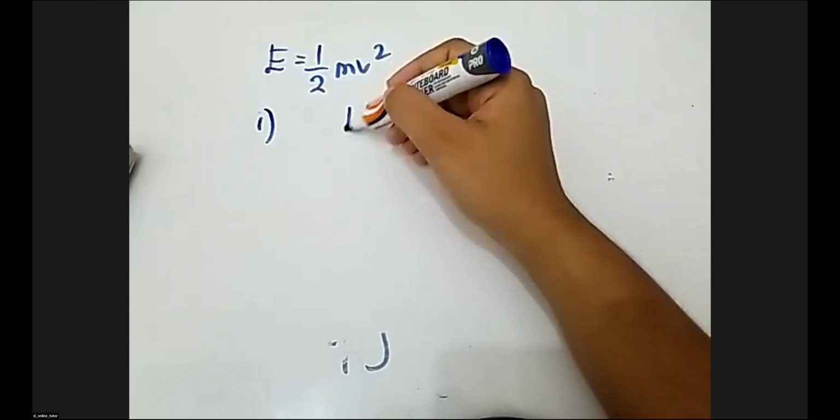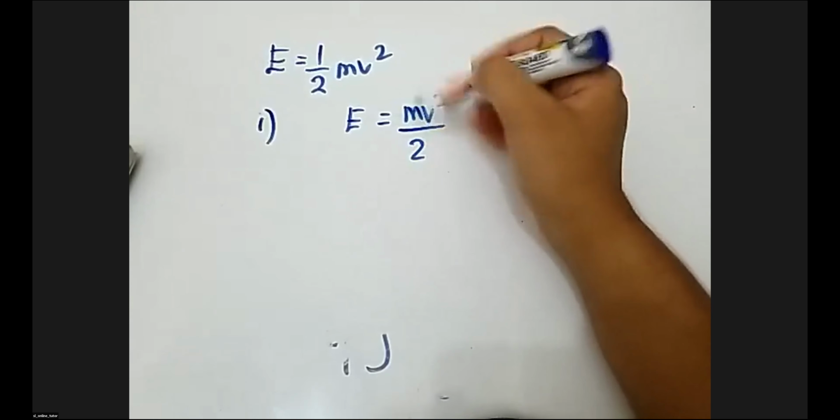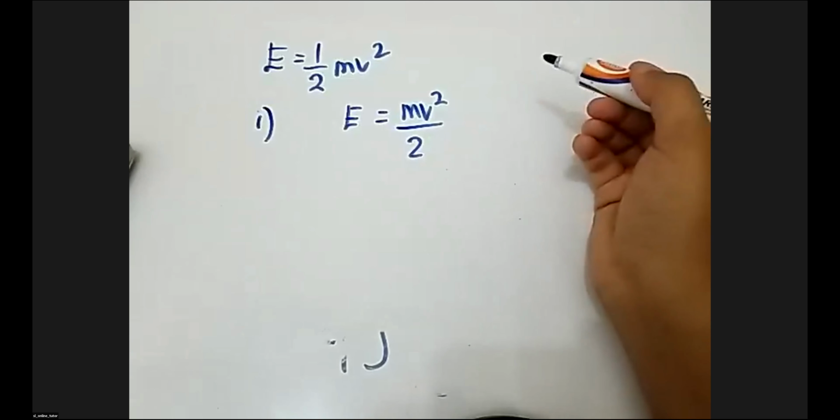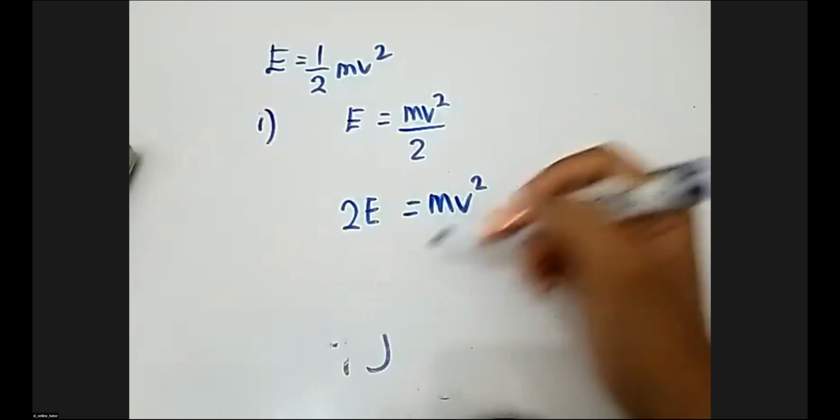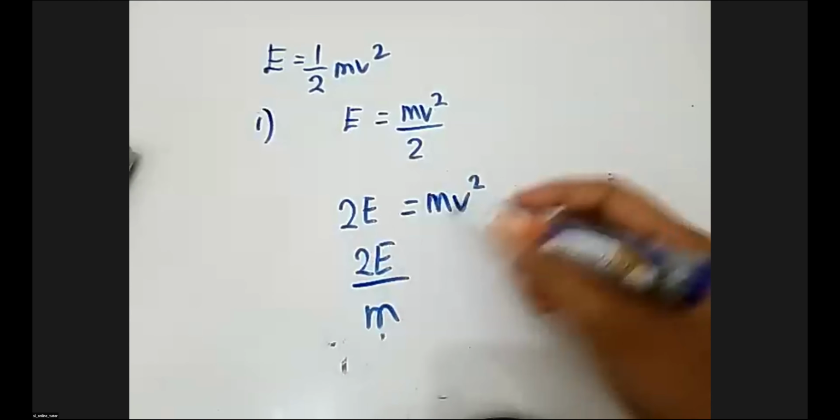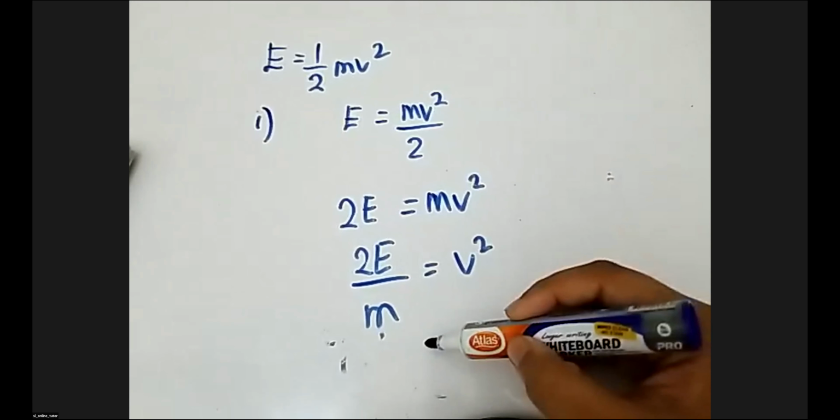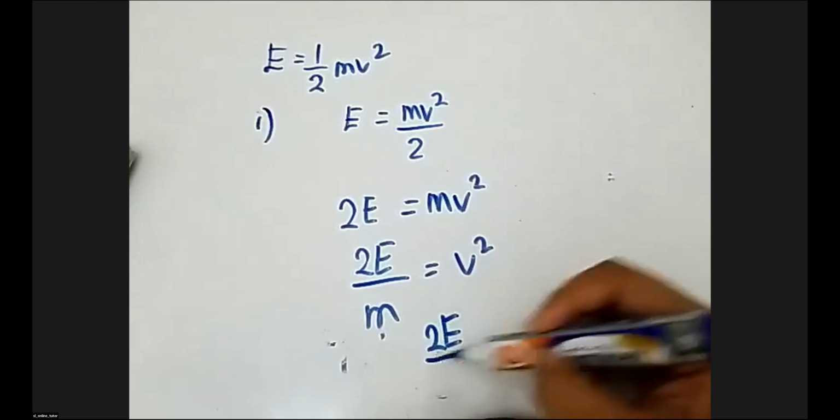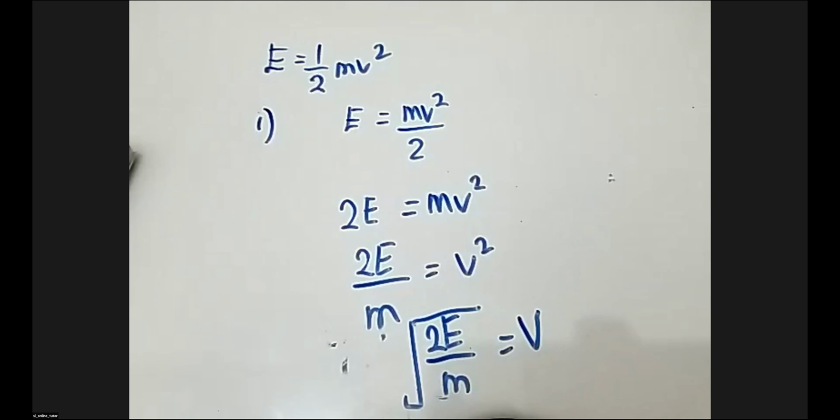How can you make v the subject? It's given mv squared over 2. What can we remove first? 2 can be removed first. Then m can be removed by division because it's a multiplication here. Now v squared can be removed. The squared part can be removed by taking the square root of this whole thing. Now we get v as the subject. Did you understand this one?